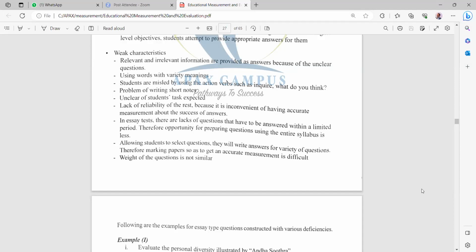So we don't know whether they will give us relevant information only. There can be irrelevant information also.